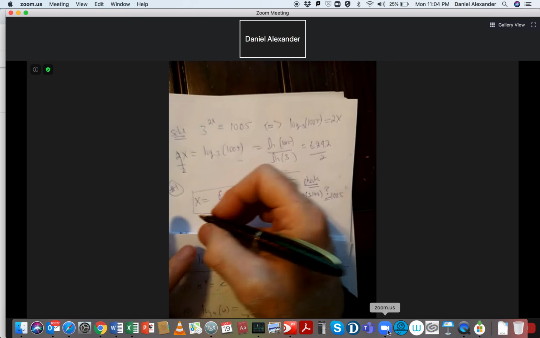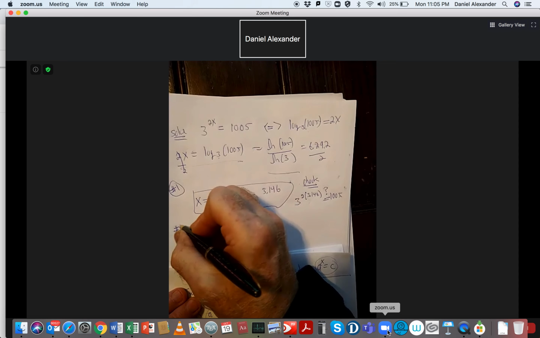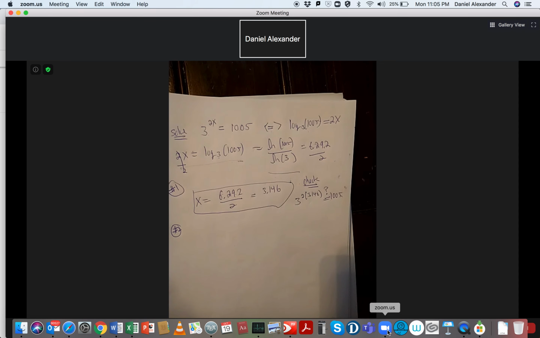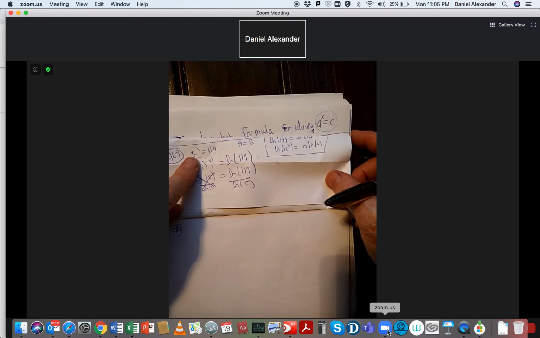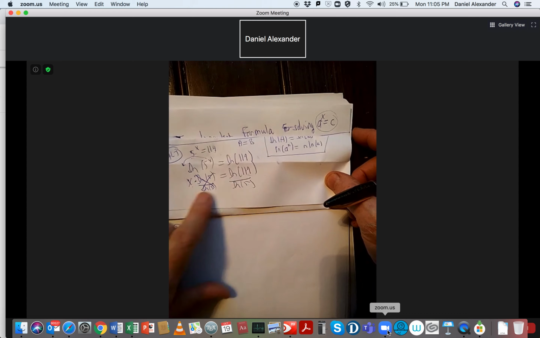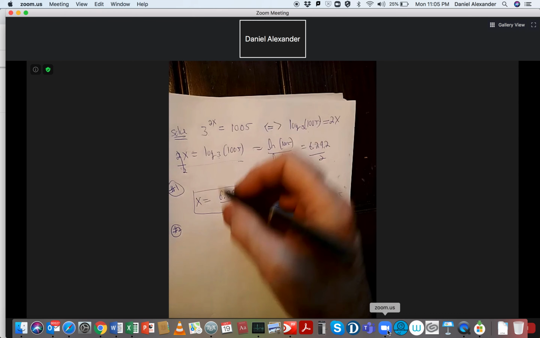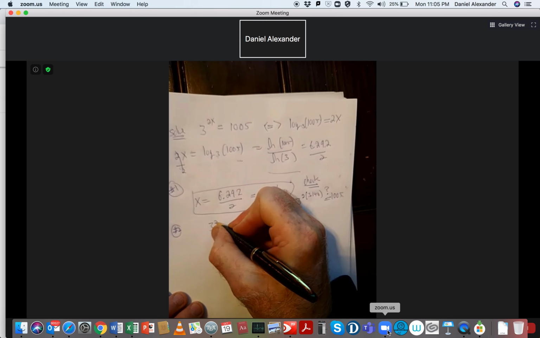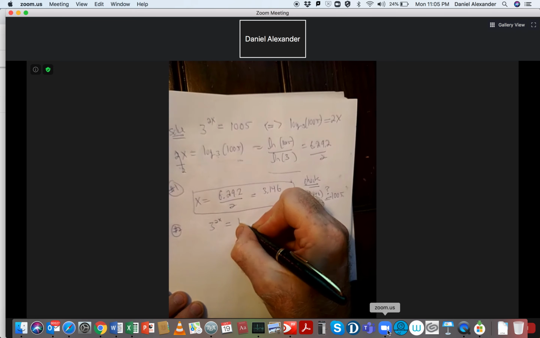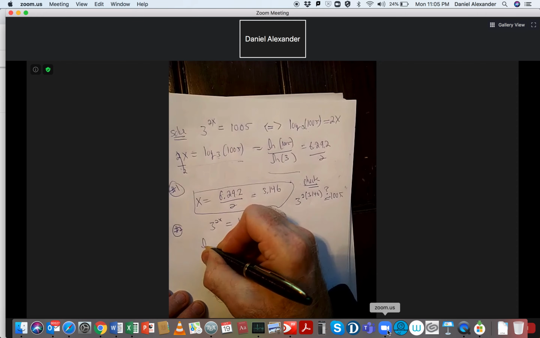And now I want to do the alternate method. Remember what the alternate method was? Okay, I'll show you that one. What we did for the alternate method was to start out with our equation, take logs of both sides, and then divide. So that's what I'm going to do here. Here's my equation: 3 to the 2x equals 1005. I'm going to take the natural log of both sides.